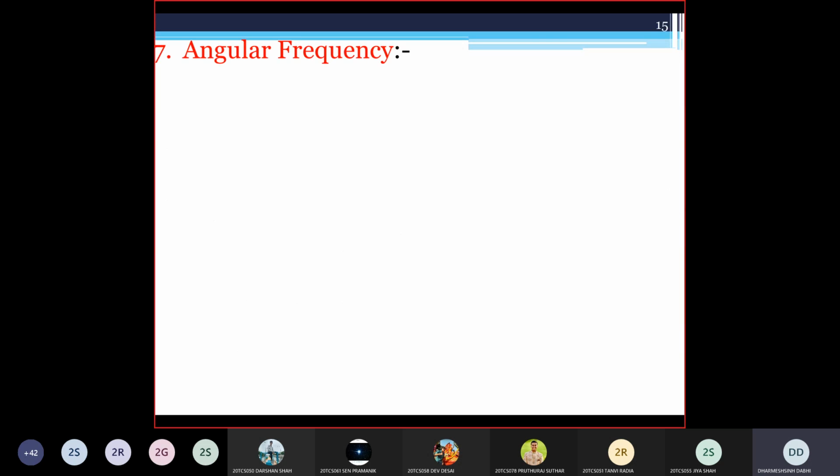Next definition is angular frequency. Can anyone give me the answer? Definition of angular frequency. Yes, anyone? What is called angular frequency?